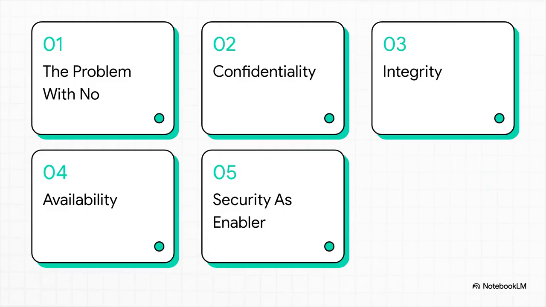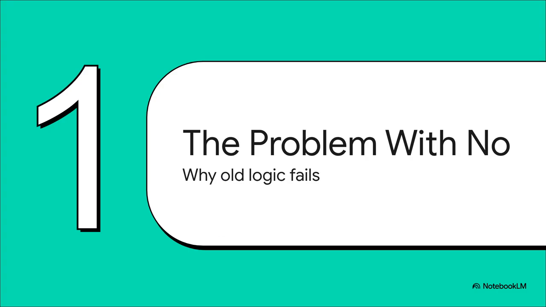Here's a quick roadmap of what we'll be covering. First up, we'll look at the problem with no. Then we'll break down the three pillars: confidentiality, integrity, and availability. And finally, we'll wrap up with how to make security an enabler. Section 1. The problem with no, and exactly why traditional security logic totally fails in modern environments.